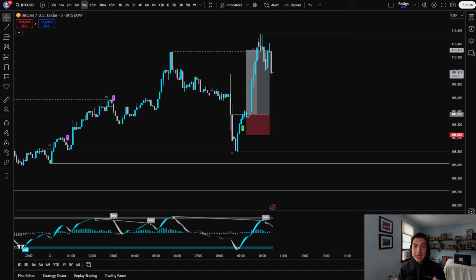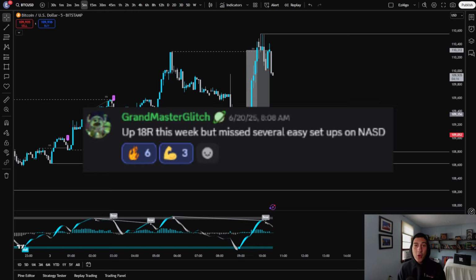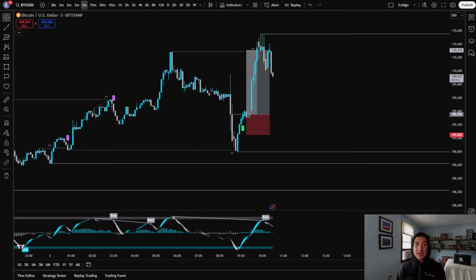In fact, this strategy is so powerful on its own, even without the indicator, that I have had literally new members who have never leverage traded a day in their lives, and they're doing 18, 20R in a week, right? Meaning if they're risking 2% of their account per trade, they're making 35 to 40% of their account in one single week. That is how powerful this strategy is.